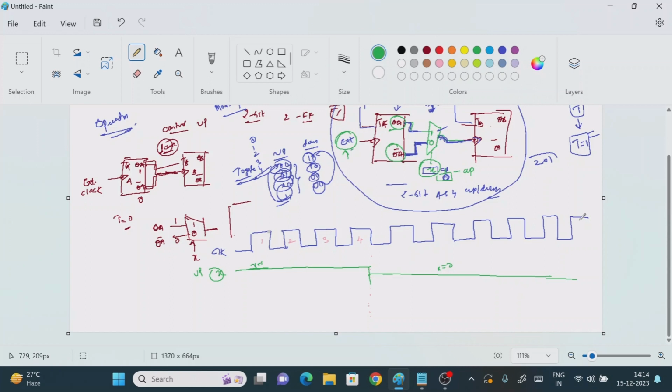So QA will depend upon the external clock pulse, and QA bar will also depend upon the external clock pulse, right? Which edge triggering mechanism are we using? We are using the negative edge mechanism. So first let me identify the negative edges for the clock pulse, right? This is the clock pulse, and these are the negative edges.